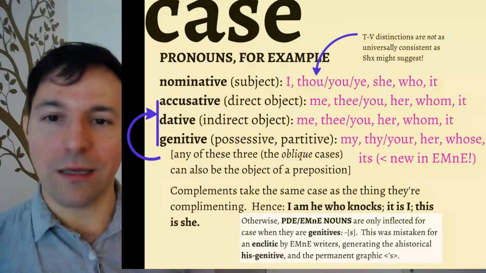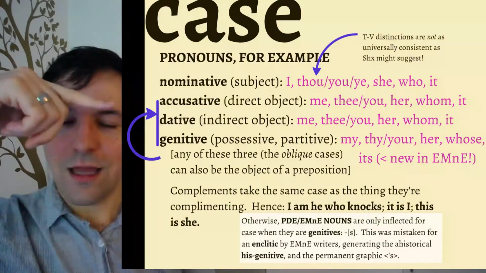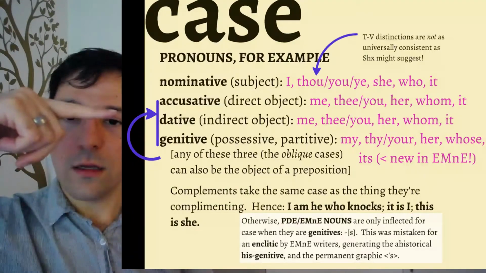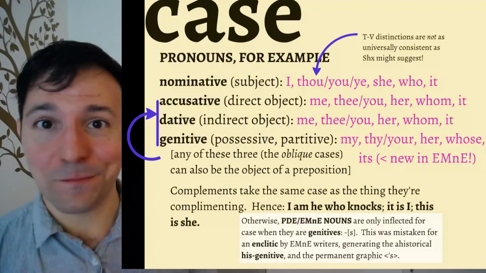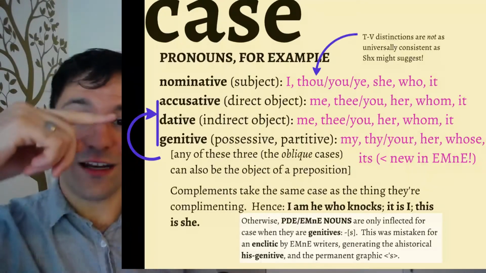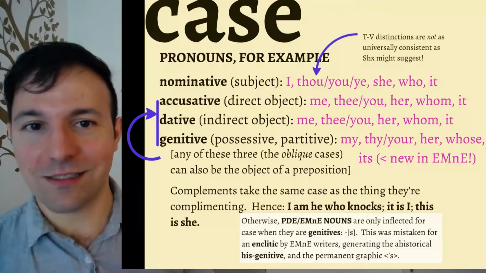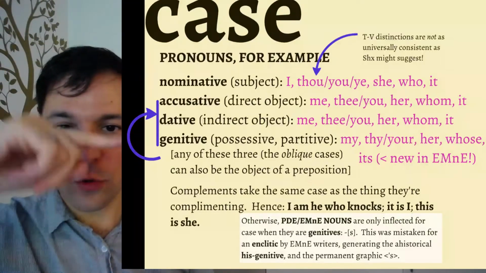Whom did the dog lick? The dog is doing the licking, and so we take the accusative form of who, which is whom. Same with dative. To whom am I speaking, I might ask. Right? Not to who. I've added a to, which probably means I'm speaking the dative. And of course, whose dog is this? That's the genitive. Who, whom, whose.